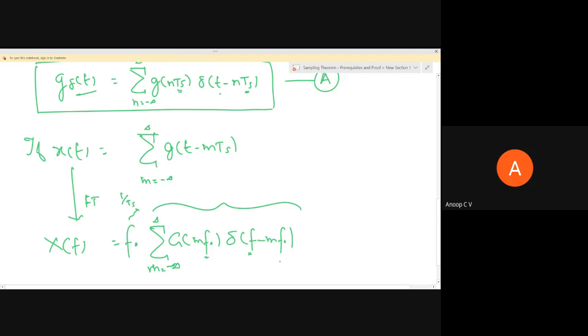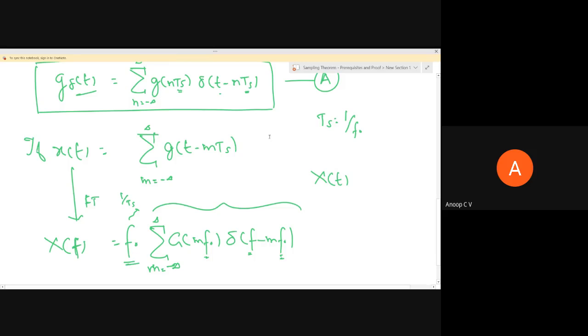And instead of ts we have here f naught, where ts will be equal to 1 by f naught. But one additional f naught is there, and as that is a constant, we can easily rearrange it. So this is x of f. In this x of f, our g delta of t is a function of capital X of t. So in this frequency domain expression, if you replace f with t, what we get will be our g delta of t.